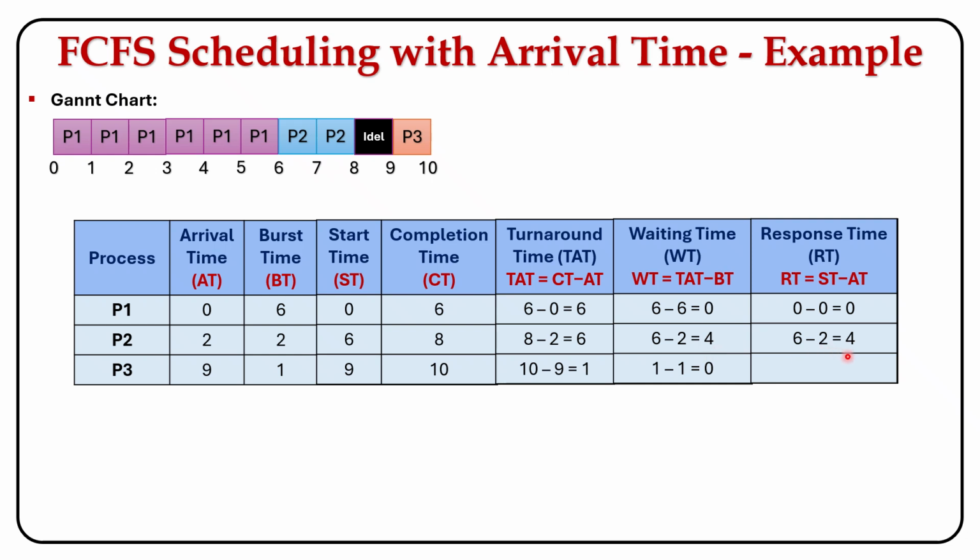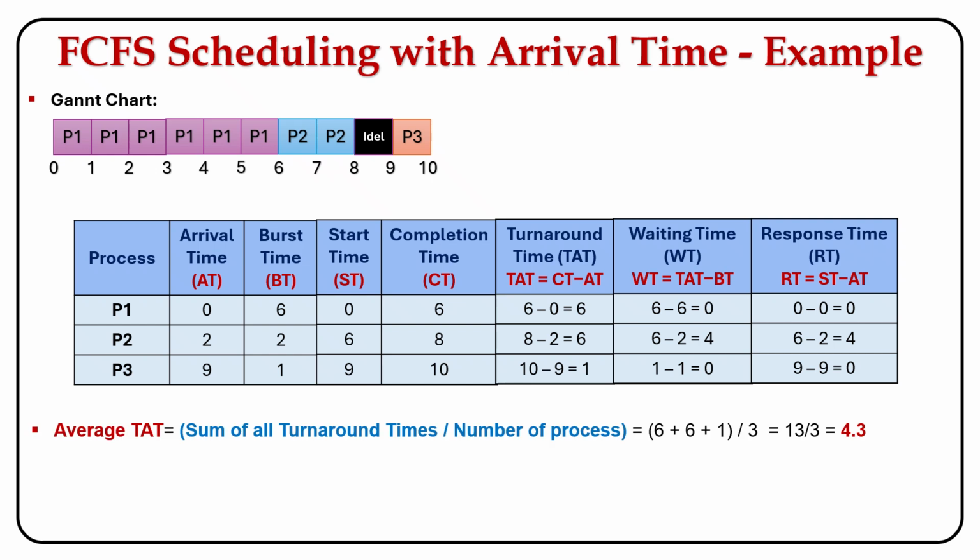For process P3, the start time is 9 and the arrival time is 9. So we get 9 minus 9 is equal to 0. The response time for process P1 is 0, for process P2 is 4, and for process P3 is 0.